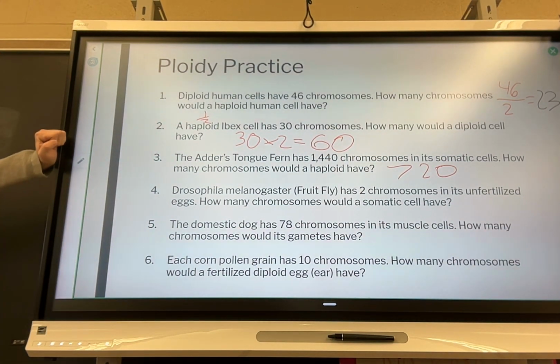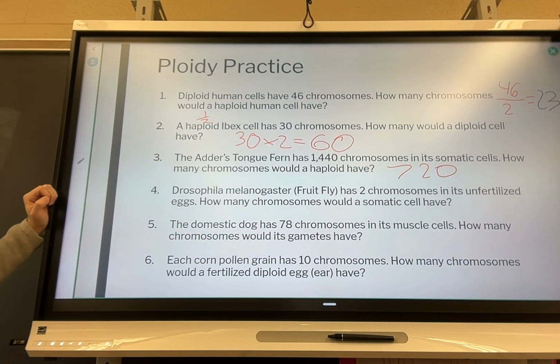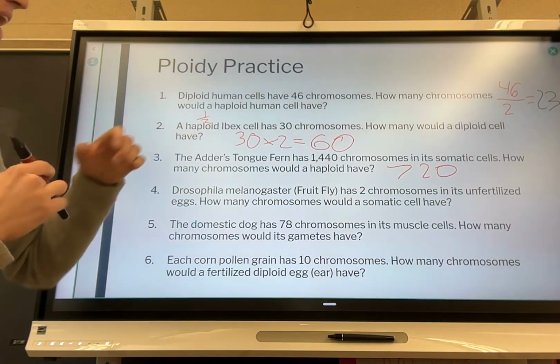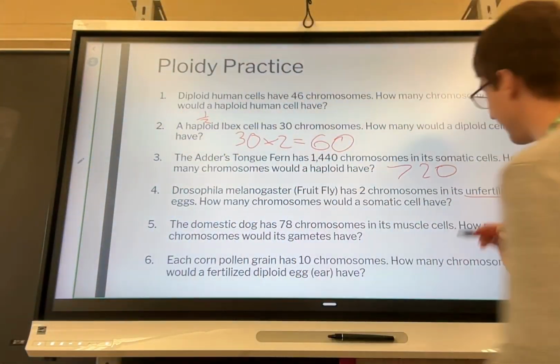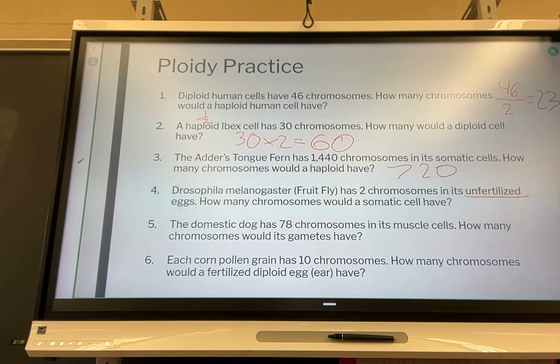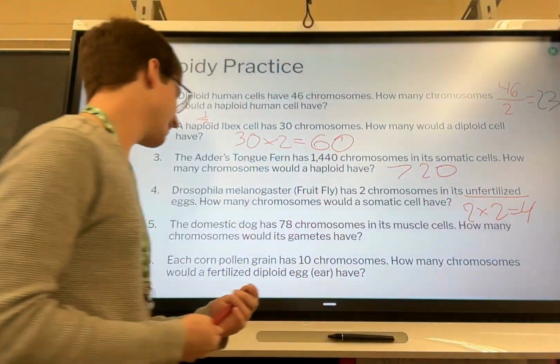Whenever we looked at the, actually, we'll go over the rest of these. Kyle, fruit flies, Drosophila melanogaster, has 2 chromosomes in its unfertilized eggs. How many chromosomes would a somatic cell have? 4. An unfertilized egg means that it is a gamete, so it's going to be a sex cell. So 2 times 2 is 4. Fruit flies only have 4 chromosomes.